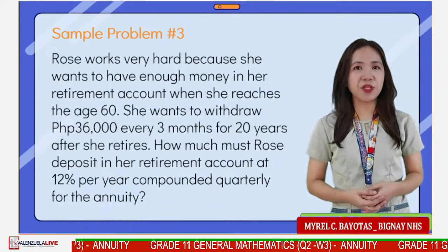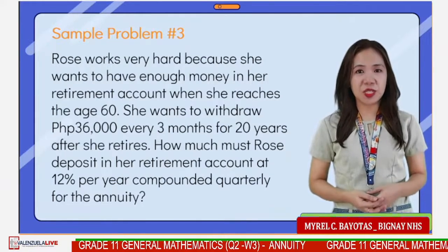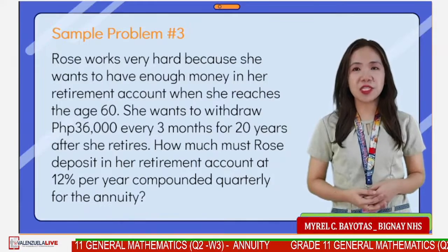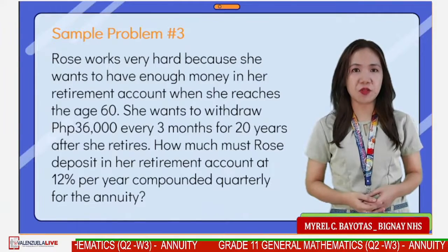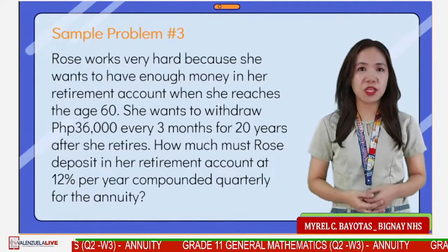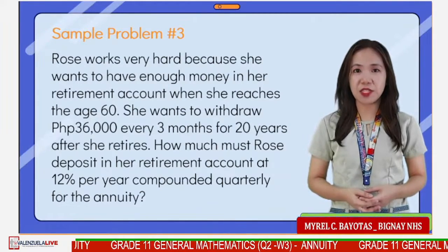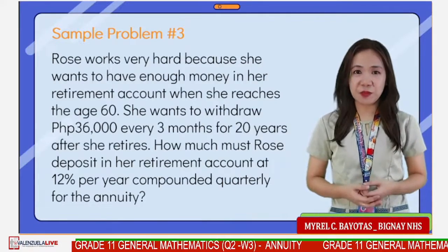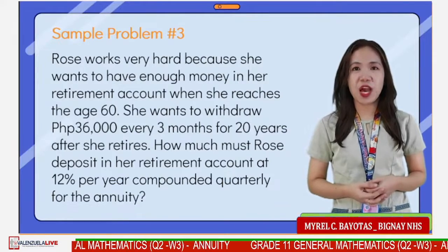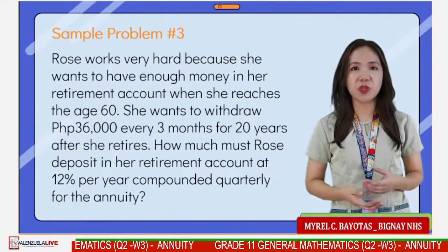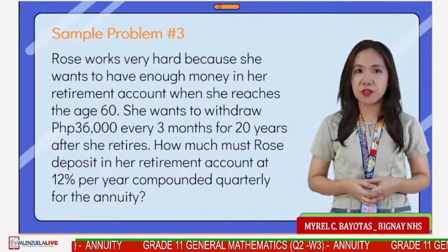Rose works very hard because she wants to have enough money in her retirement account when she reaches the age of 60. She wants to withdraw 36,000 pesos every 3 months for 20 years after she retires. How much must Rose deposit in her retirement account at 12% per year compounded quarterly for the annuity? What can you say about the problem? That's true. As smart students, you may influence others on how to assure that their hard work will not go in vain, just like how Rose saved money using her retirement account.